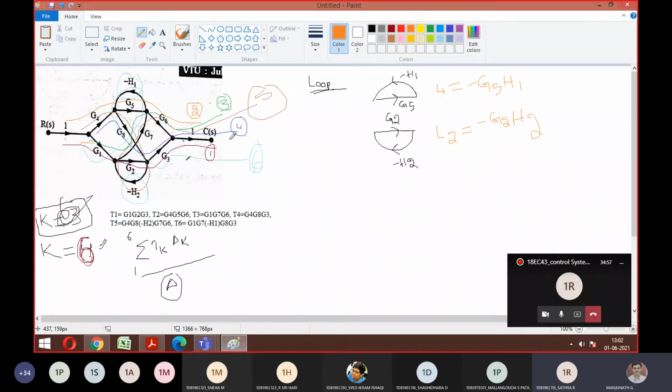Sir, can we consider G7 minus H1? G7, you tell the path completely. Minus H1. Okay, good. Then G8, and it ends at minus H2. See, loop means what? Starting point and ending point should be the same. So if it traces like this, this is a path. Just look at the path: minus G7, so I'm going this way, minus H1, then G8, then minus H2, and I'm ending here. So this can be a loop. Everyone agree with this?